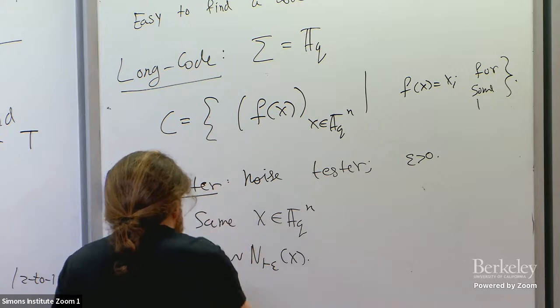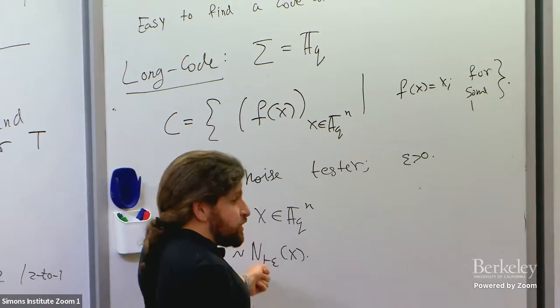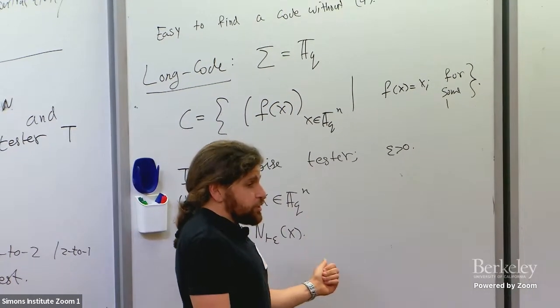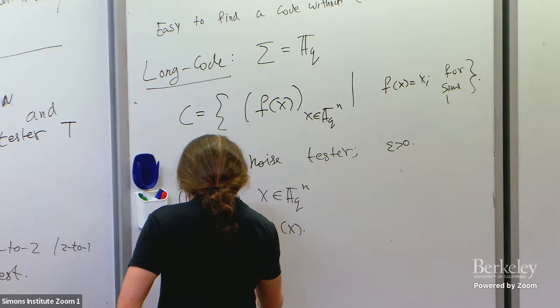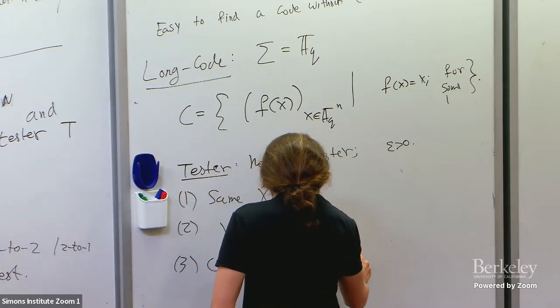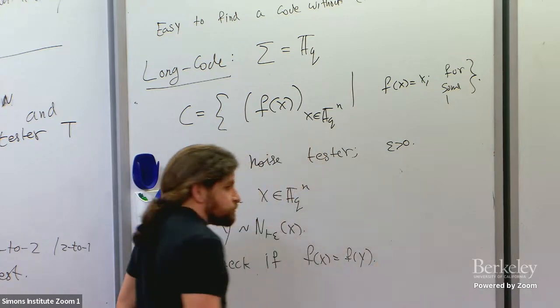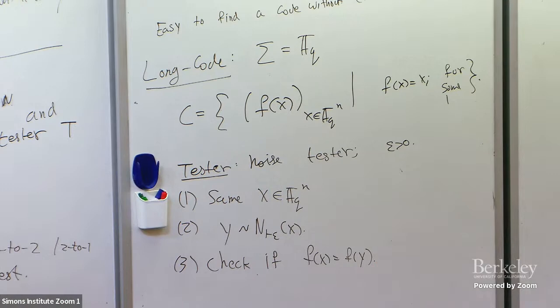So I collect these 2 points, and now I'm going to evaluate my function f on both of them and ask whether the value changed or not. This is the tester. This is the noise tester. It's as simple as it gets.